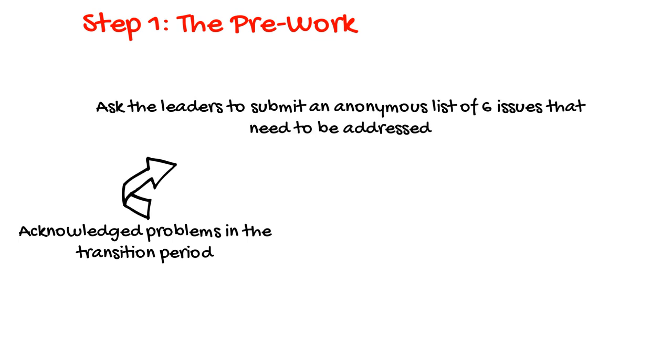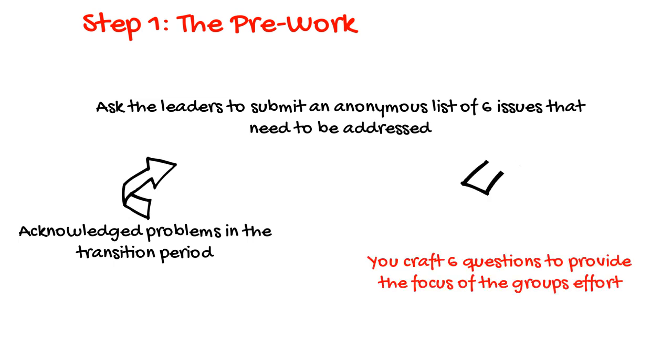Given the acknowledged problems in the transition period, you ask the leaders of the organization to each submit an anonymous list of the 6 issues they believe need to be addressed by the group in this half-day session. From that information, you craft 6 questions that will provide the focus of the group's effort.